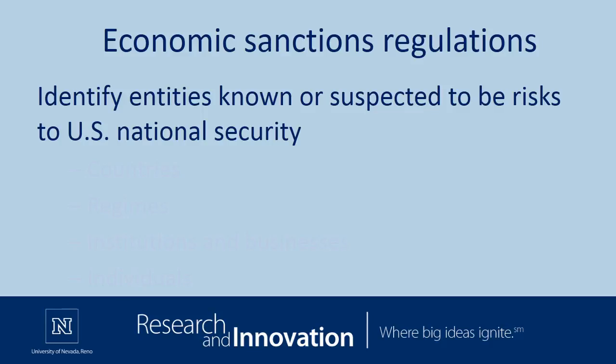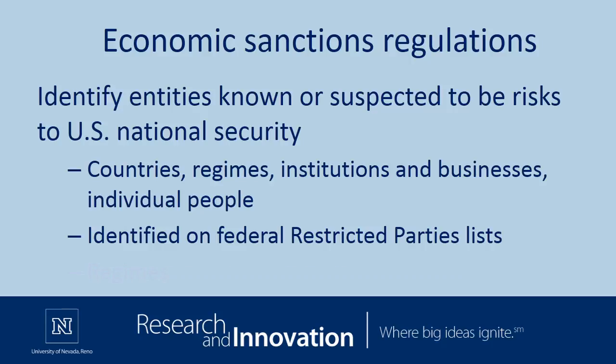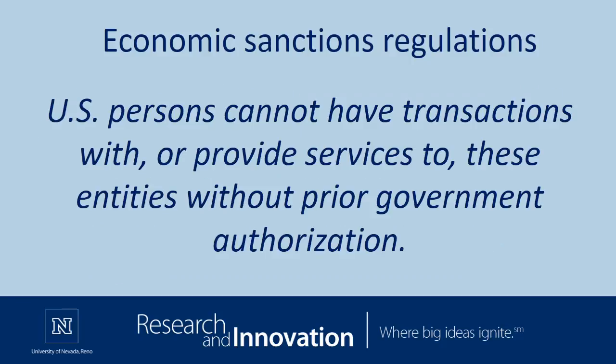The economic sanction regulations identify entities that are known or suspected to be risks to U.S. national security. The entities could be countries, regimes, institutions and businesses, or individual people. These entities are identified on various federal prohibited or restricted parties lists. U.S. persons cannot have transactions with or provide services to these entities without prior government authorization.